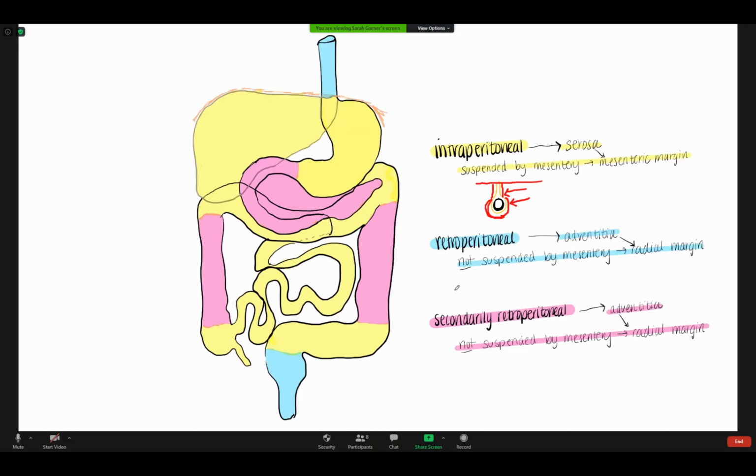Versus any of the structures that are retroperitoneal, whether primary or secondary, these are not suspended by a mesentery. And so in this case, it would be the radial margin, right where they're adhered to that posterior abdominal wall at that adventitia. So this can be confusing and difficult to find.